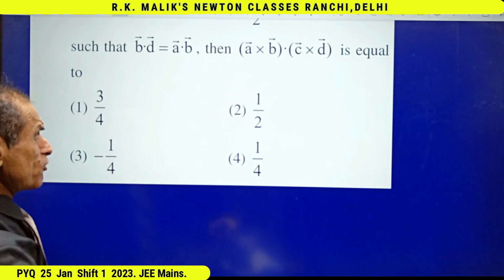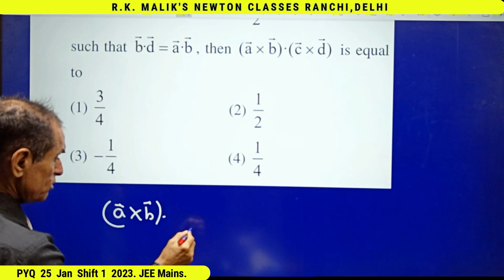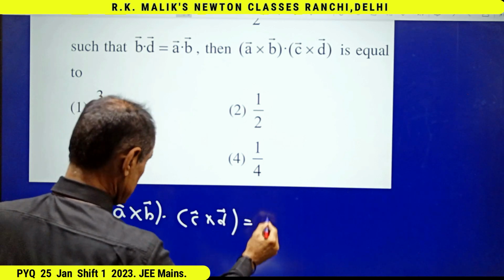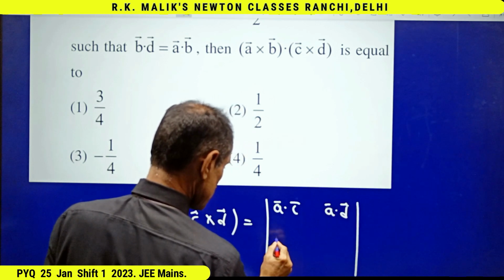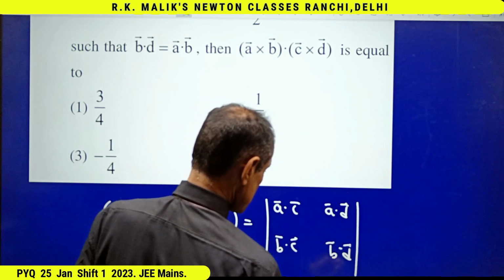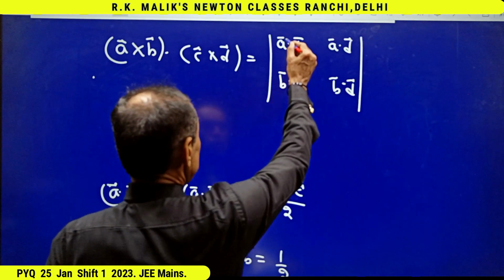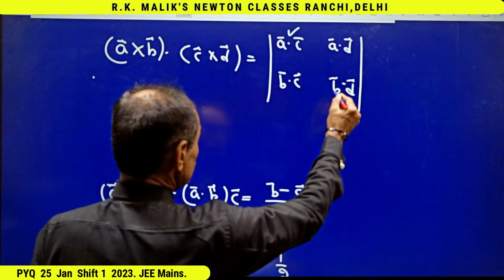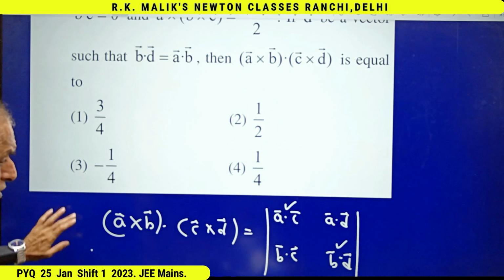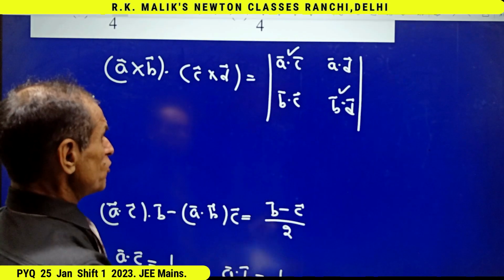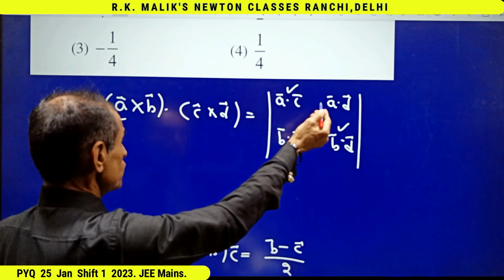And the value of this, according to the formula I just told, (A cross B) dot (C cross D) is equal to the determinant of A dot C, A dot D, B dot C and B dot D. I already know the value of A dot C, so I can say the value of this is known to me. But the value of this is also clearly known to me because it is given that B dot D is equal to A dot B, and A dot B is 1 by 2. Hence, B dot D is also 1 by 2. And because B dot C is 0, the value of A dot D is not required.